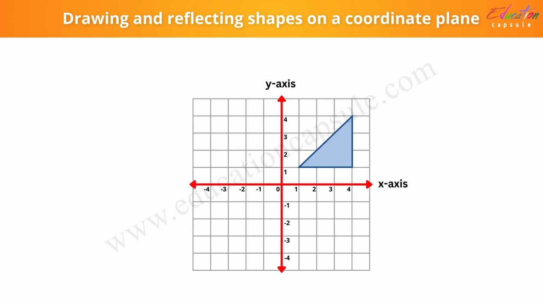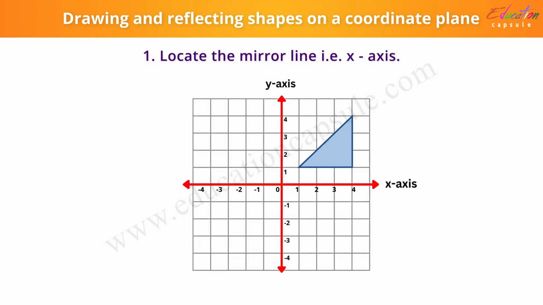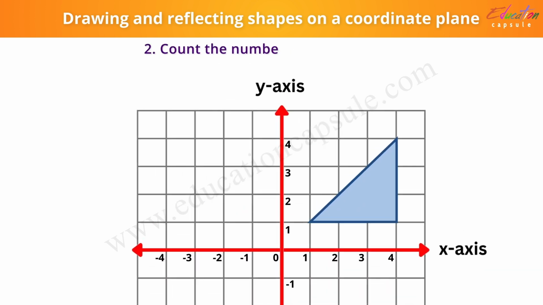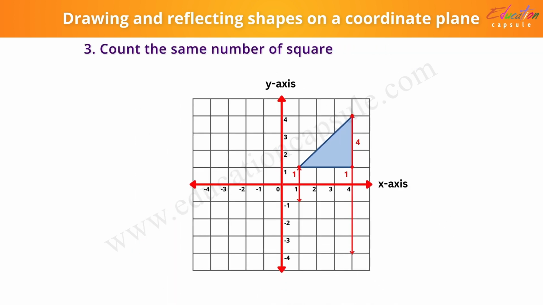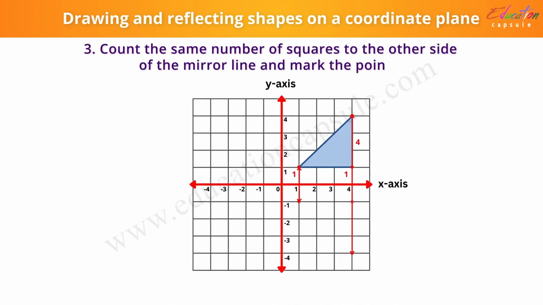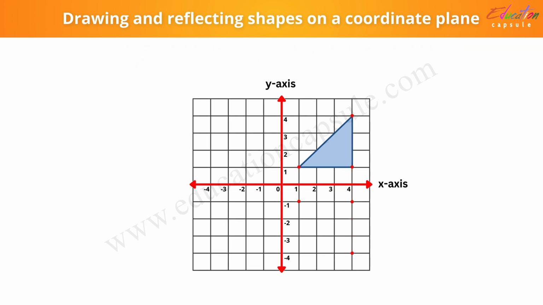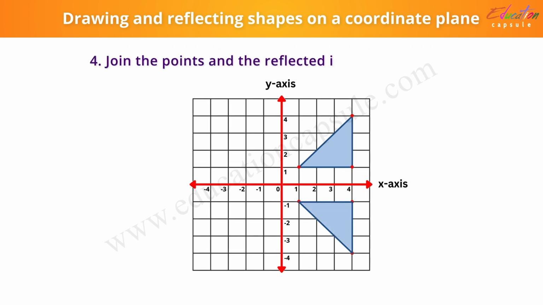Here, as you can see in the image, first we need to locate the mirror line, that is the x-axis. Then count the number of squares from each vertex of the shape to the mirror line. Third, count the same number of squares to the other side of the mirror line and mark the points. Fourth, join the points and the reflected image is formed.